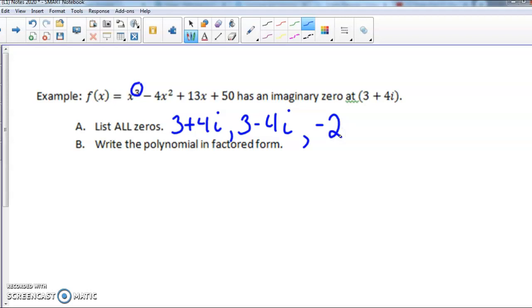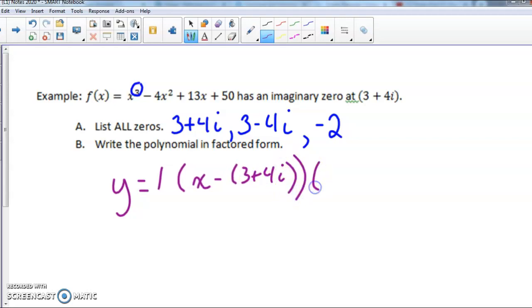So again, when I go to write this in factored form, I know what the lead coefficient is because I already see the general form. The lead coefficient is 1. My factors would look like x minus (3 plus 4i) and another x minus (3 minus 4i). Now I know that looks bad. And then if there's a 0 at negative 2, it looks like x plus 2.